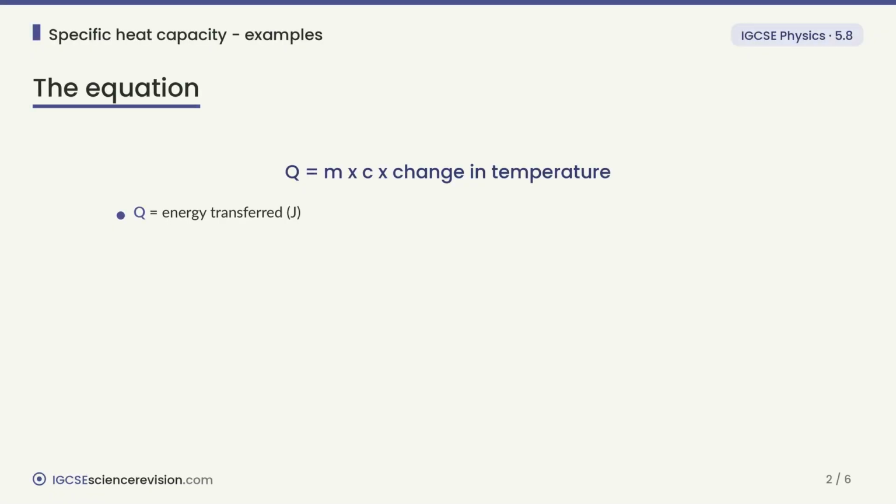Here's the equation. The energy Q equals mass times specific heat capacity times the change in temperature. Q is the energy in joules, m is the mass in kilograms, and c is the specific heat capacity in joules per kilogram per degree. The temperature change is simply the final temperature minus the starting temperature.